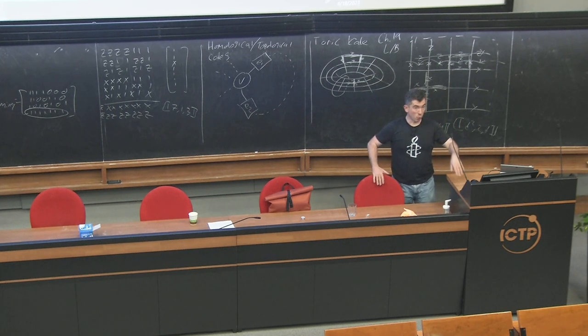CSS codes tend to have more logical Cliffords. So they have logical CNOTs from block to block that you can do transversally. Non-CSS codes don't always have those. So you wind up having to use more awkward and clumsy constructions when you're trying to get a logical CNOT.